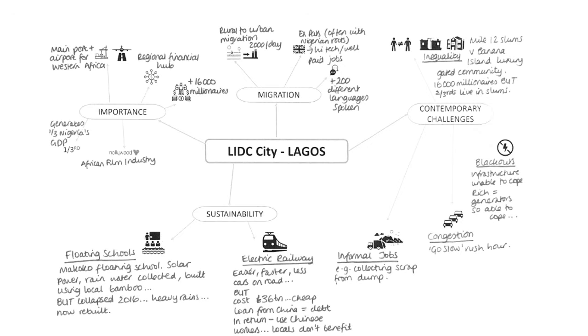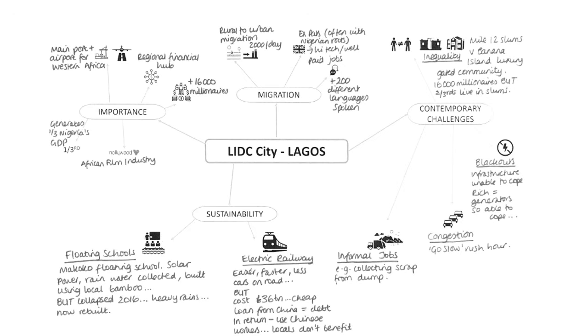What are the contemporary challenges? So you've got some which are very similar to London. So for example, congestion is also a problem in Lagos. You've got the go slow, you've got the rush hour where traffic grinds to a halt and people are forced to have meetings in the back of taxis and try to work that way.